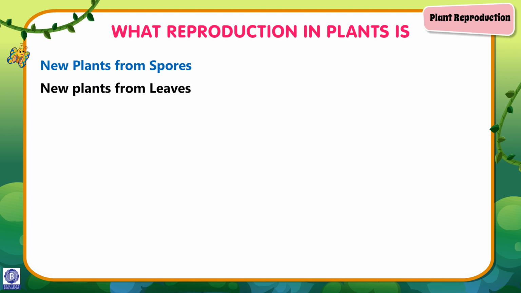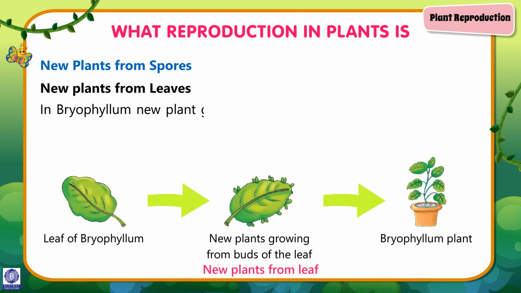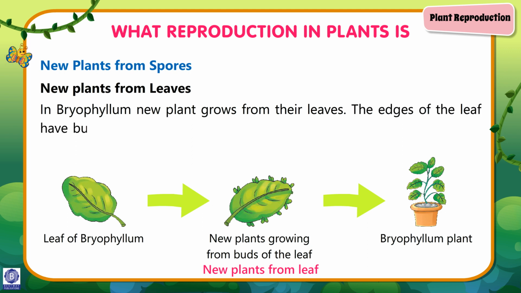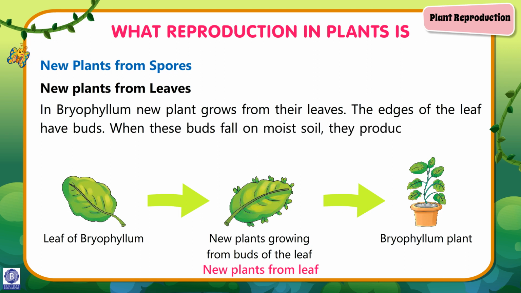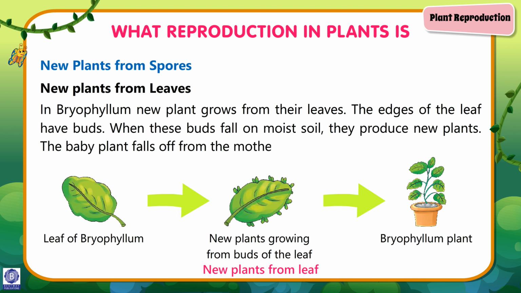New plants from leaves. In bryophyllum, a new plant grows from the leaves. The edges of the leaf have buds. When these buds fall on moist soil, they produce new plants. The baby plant falls off from the mother leaf and grows independently.